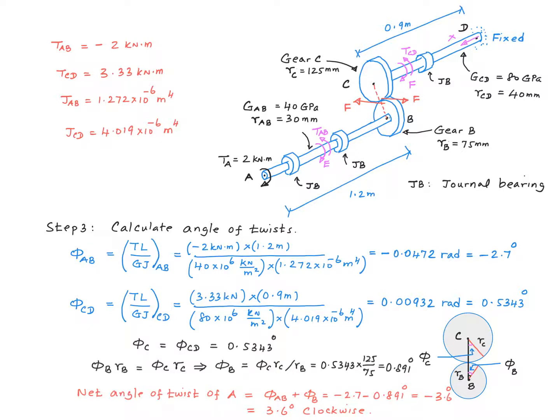Just keep in mind that in comparison to a normal single shaft torsion problem, here we had to employ two special relations. One has to do with the relationships among the torques and the radius and the internal contact forces between the two gears, right? The other one has to do with the relationships between the angular twist of the two gears that are meshing with each other.